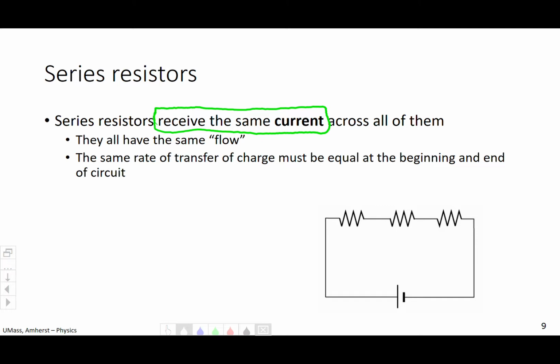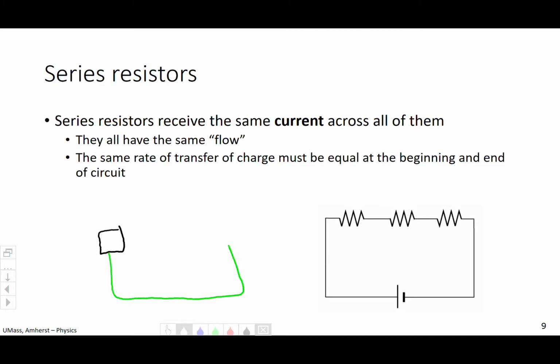The rate of transfer of charge, which is current, must be equal at the beginning and the end of the circuit. Okay, we think about current. All right, let's draw our pretend water cycle again. Let's draw our pretend hose. And we'll try to make this analogy here.